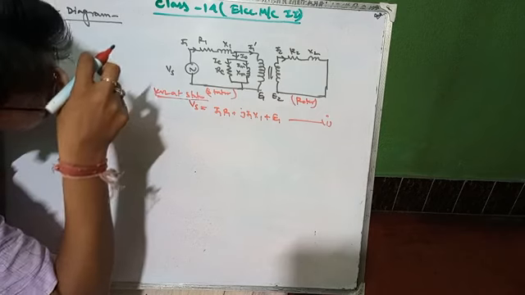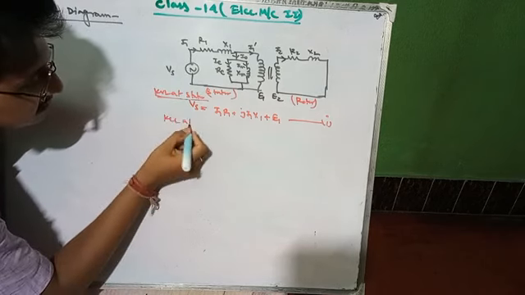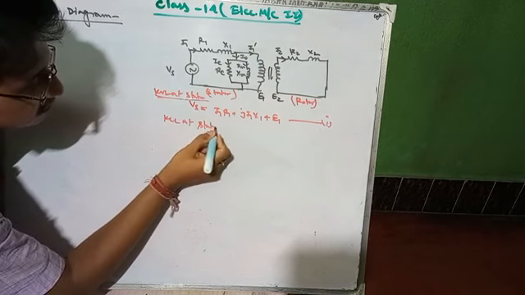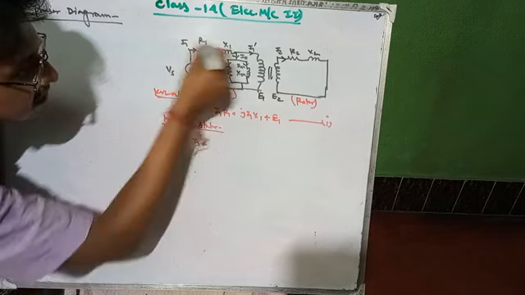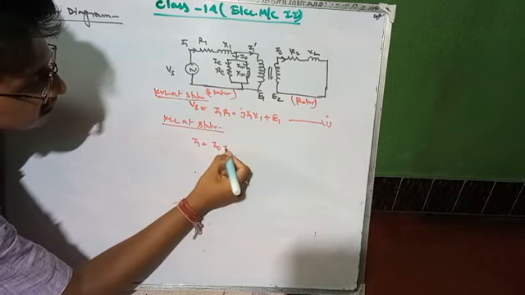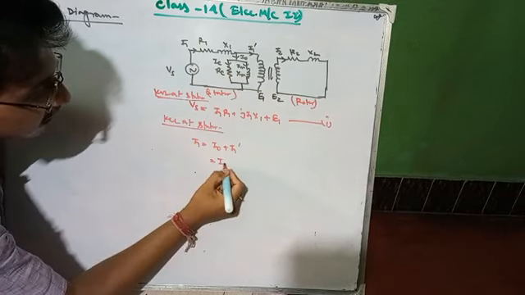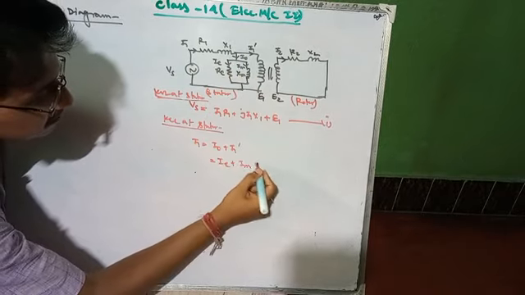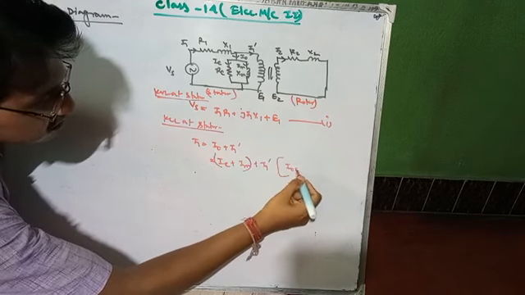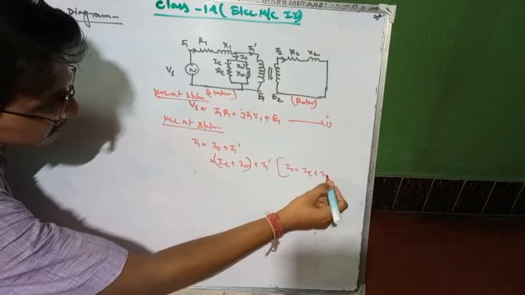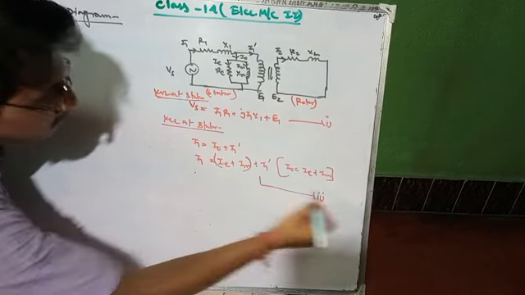And then KCL at the stator part. The KCL will be I1, the incoming current, equals I0 plus I1 dash, and again I0 is divided into IE plus Im. So I0 equals IE plus Im. Okay, so make it equation number 2.